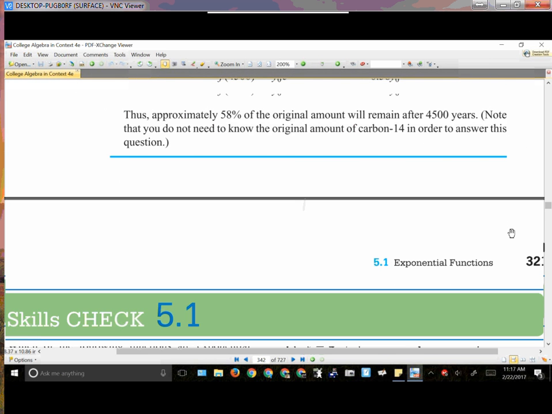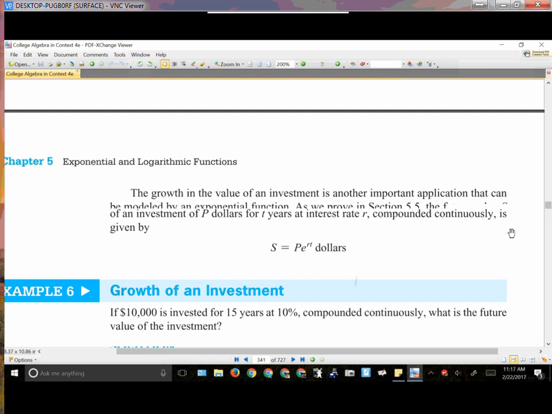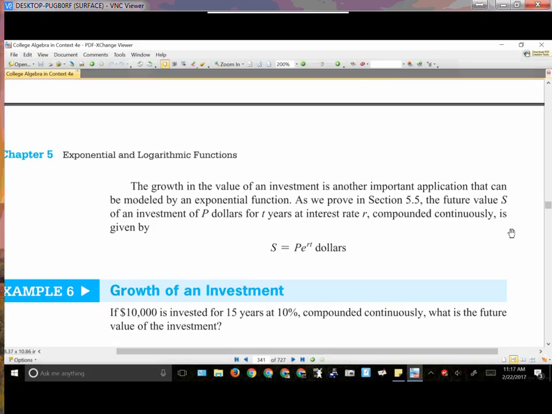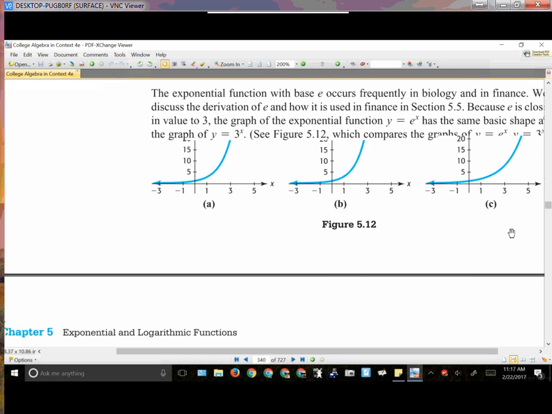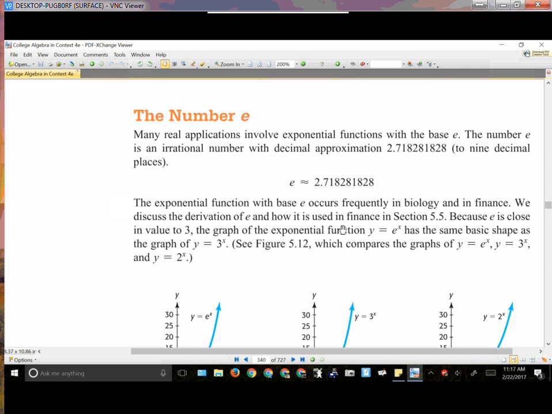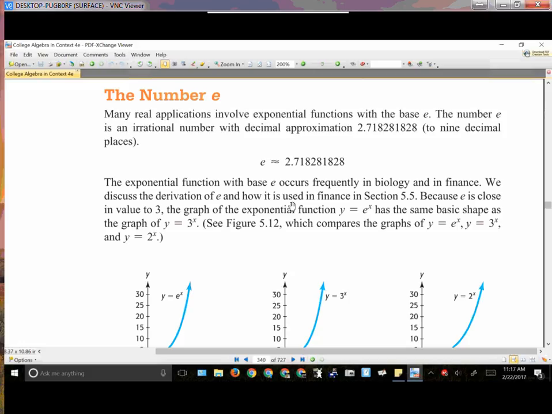Now, there is another number, and we kind of talked about it a little bit, e. It's kind of like pi. It's a number that appears. It just happens to be there. It comes into play when we start looking at continuous growth.